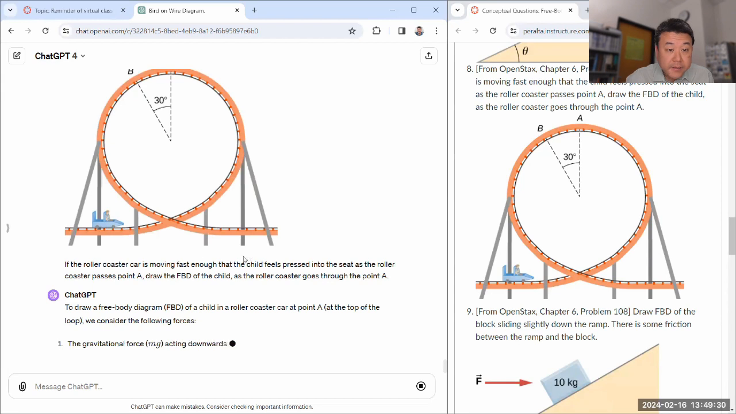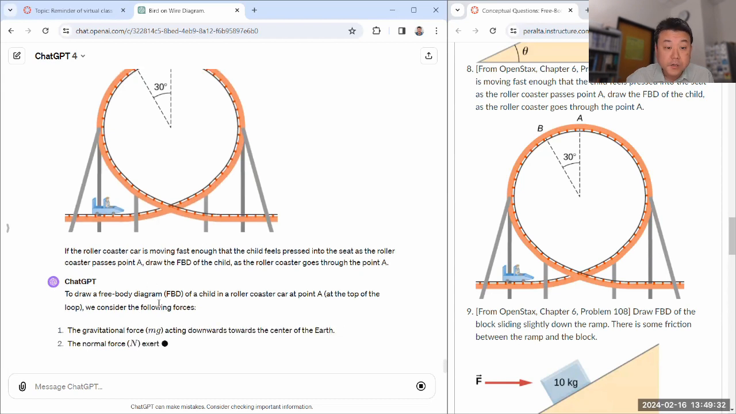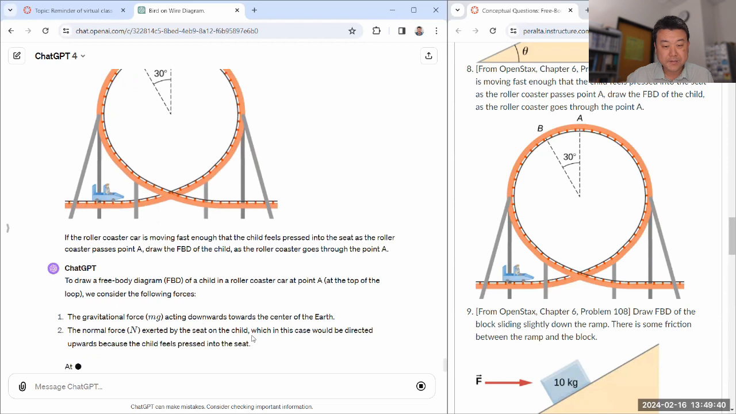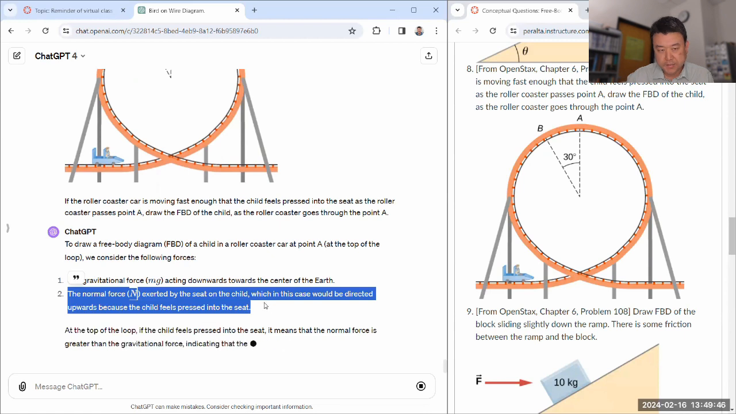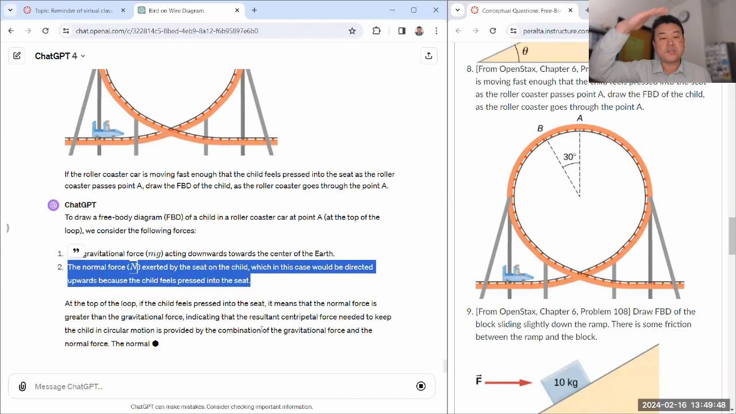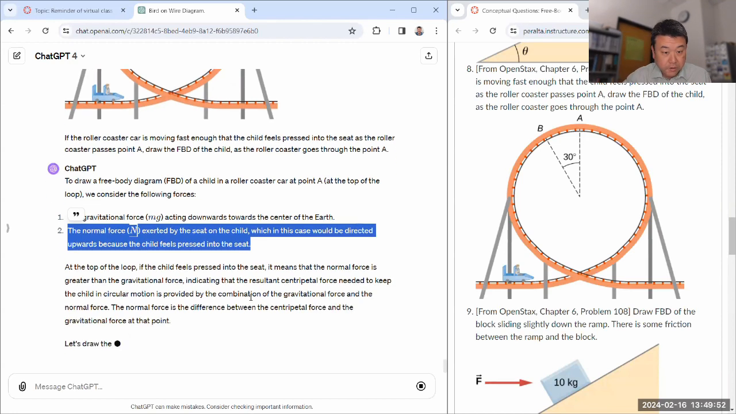Yeah, I think we got that A is at the top of the loop. Good, good image analysis, because the instructions don't say that. Downward to our center, normal by the seat, in which case we'll be directed. That's wrong. The child feels pressed into the seat, because the seat is pushing the child away from where the seat is. So that is actually wrong.